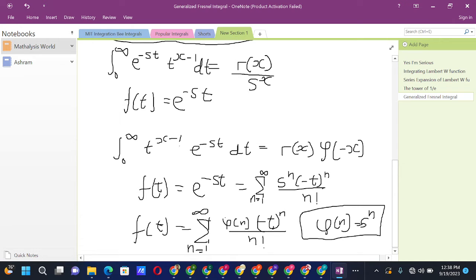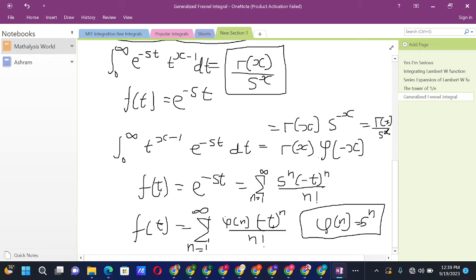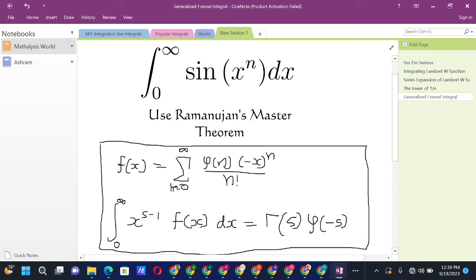So this integral, according to Ramanujan's master theorem, should be gamma of x, and phi of n is s to the power n, so phi of minus x is s to the power minus x, and that evaluates to gamma of x over s to the power x. You see that this is actually the result that we have in Laplace transforms. So Ramanujan's master theorem actually works, and now we will put it into application for this integral.